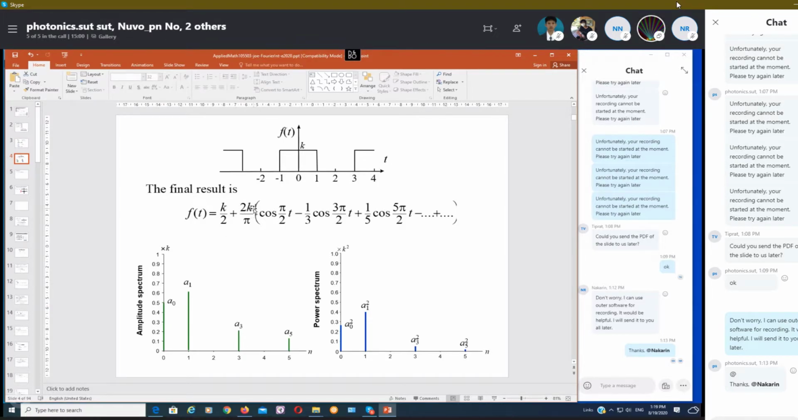Where the maximum is k, so this is k over 2, it means that A0 is 0.5. This one is 2k over pi. If k is 1, 2 over pi is 2 over 3.14, which is more than 0.6. So you've got A1 here. After that, you have A3, and you have A5 like this.